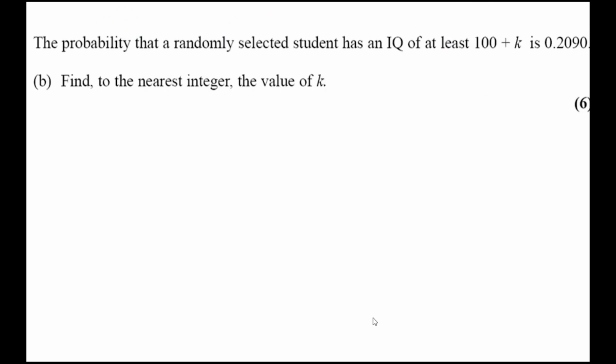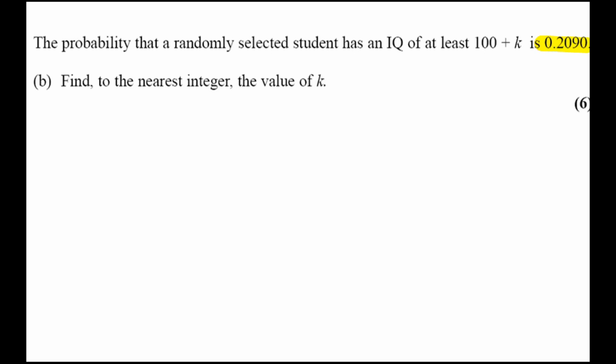The probability that a random selected student has an IQ of at least 100 plus K is 0.2090. Find to the nearest integer the value of K. Okay, so we're still going to be thinking about standardizing, and we're going to be using our tables. The clues for me are this 4-digit probability. I know that that's in the tables, so that is going to be linked to a particular Z-score. And since I know the distribution that we're working in, I can standardize my Z-score to get here.